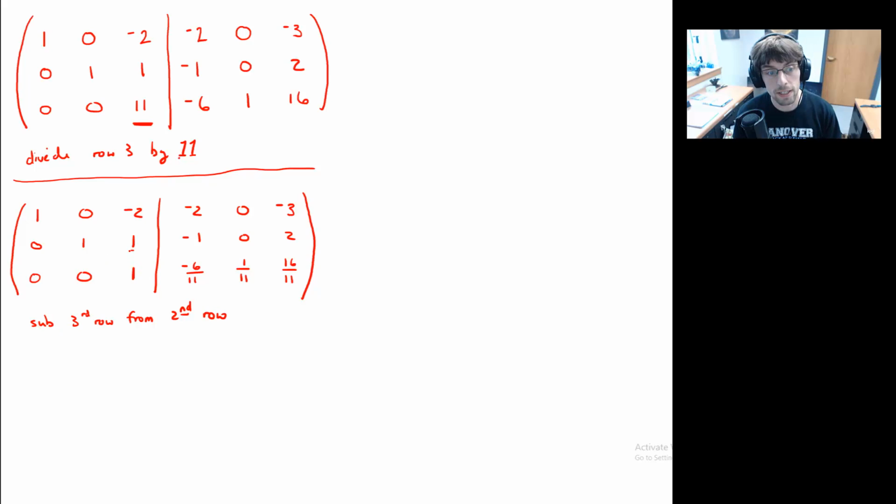Right? That will take care of zeroing out the 2, 3 element, right here that I have underlined. In addition, what do we need to do? We need to zero out the 1, 3 element. We want to multiply the third row by 2 and add to the first row, and that will get rid of this 1, 3 element.